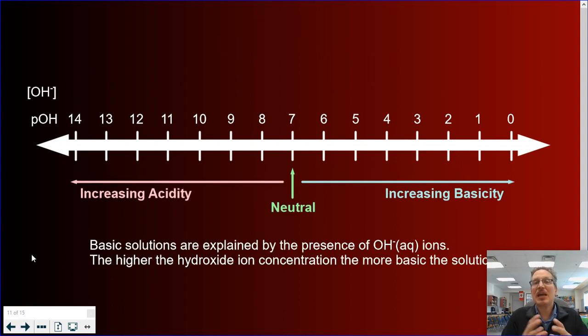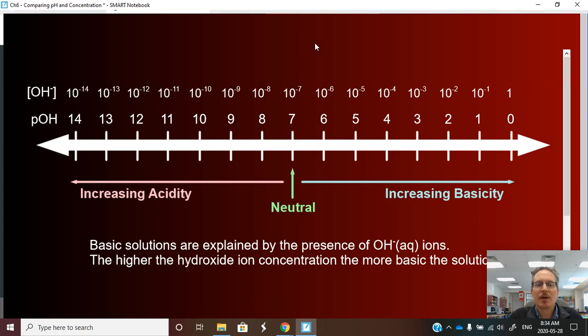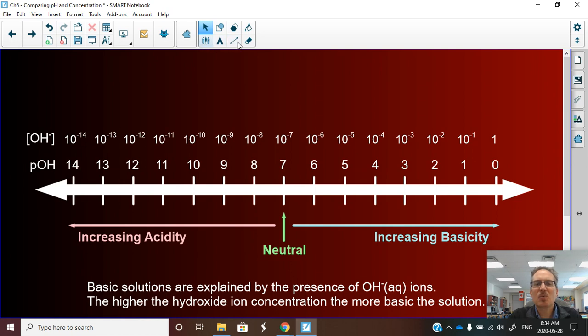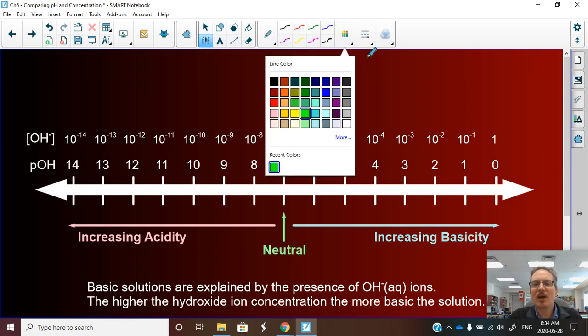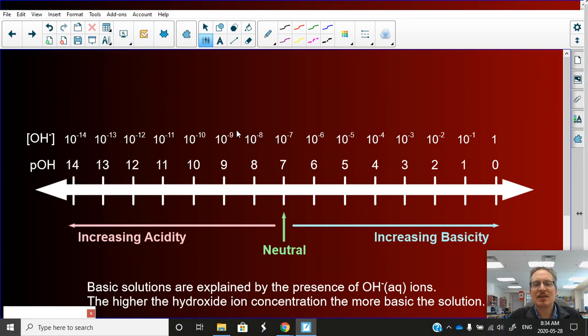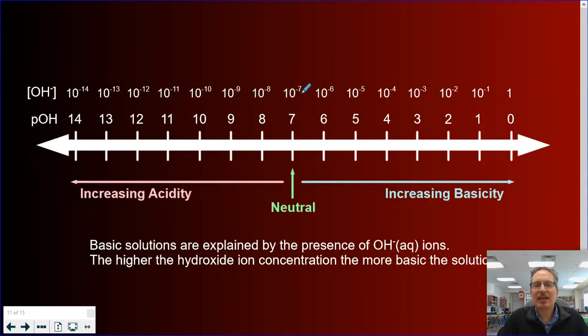So where the pH scale is the concentration of hydronium, the pOH scale is going to be the concentration of, and you can see it in here, hydroxide. So again, it works exactly the same way when it comes to scientific notation. If that's a pOH of 7, it's 10 to the negative 7. So that is going to be 1 times 10 to the negative 7, which is 0.0000001.